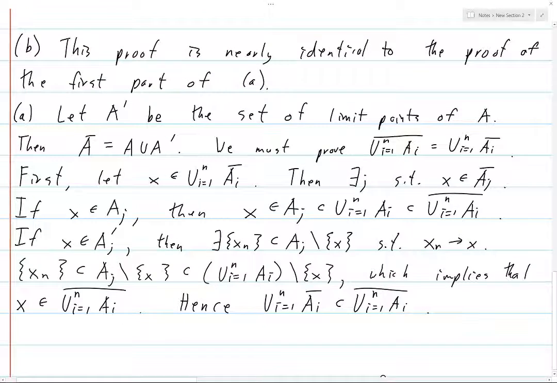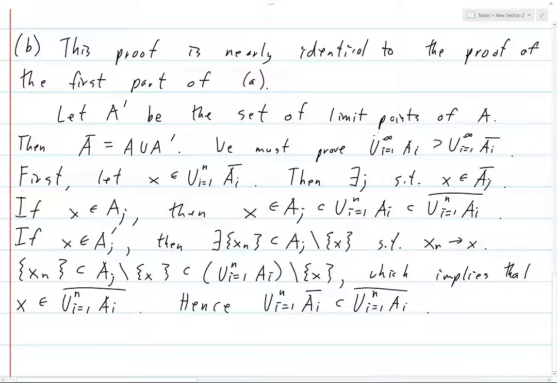So here's what we're going to do. This is nearly identical to the proof of the first part of A. So let A prime be the set of limit points of A. What we want to prove is that the infinite union of the closures is contained in the closure of the infinite union.